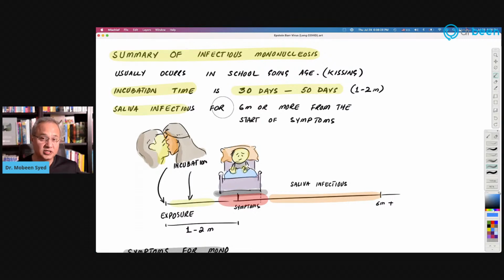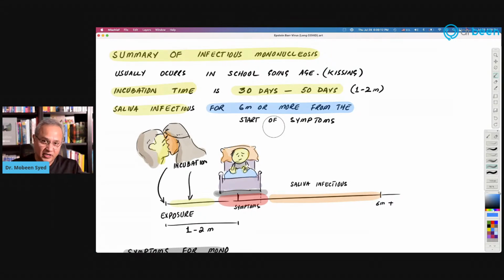Important thing, incubation time. Incubation time is the time from when the virus enters the body until it produces the symptoms. This virus can have an incubation time of 30 to 50 days, 1 to 2 months. That means if I got EBV today, it may be 1 to 2 months before I develop symptoms. So that is a long incubation time. That also allows the virus to continue to shed for a larger period of time. The other interesting thing, and I'll show you that, saliva is infectious. And here is the important thing, even when the symptoms of the mono have subsided.